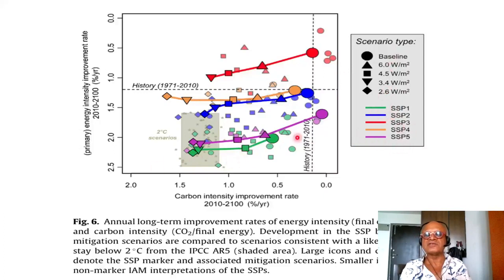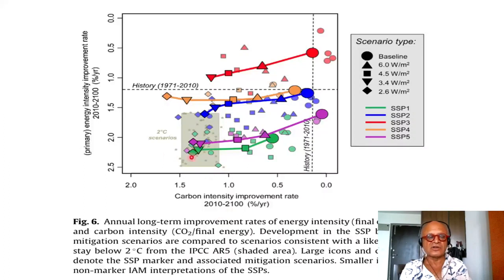So are they all consistent with each other? Well, 2-degree emission scenarios, below 1.5 is not even shown here, but some people are sneaking just around there. So where we need to be 2010 to 2100. So annual long-term improvement rates of energy intensity, so final energy per GDP, and carbon intensity, which is CO2 per final energy. Development in the SSP baseline and mitigation scenarios are compared to the scenarios consistent with a likely chance to stay below 2 degrees C from the IPCC AR5. This is the shaded region.